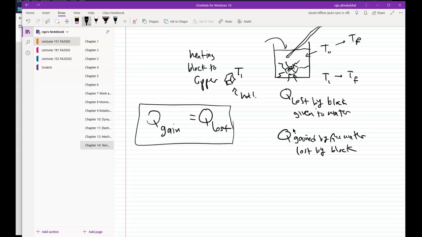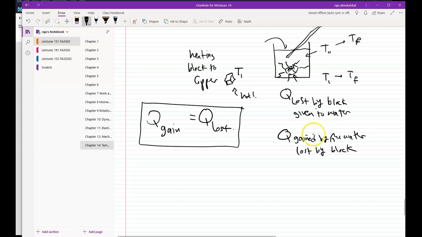Your book doesn't talk about it this way. It explains this in a very different way, but I like it this way. So let me go back to this. So here the Q is lost by the block because it's hot, given to the water. That amount of loss is equal to the gain by the water. You got that? In other words, we say the following.